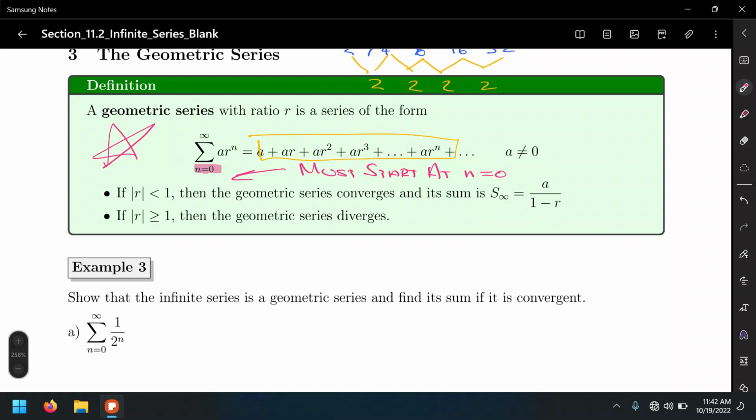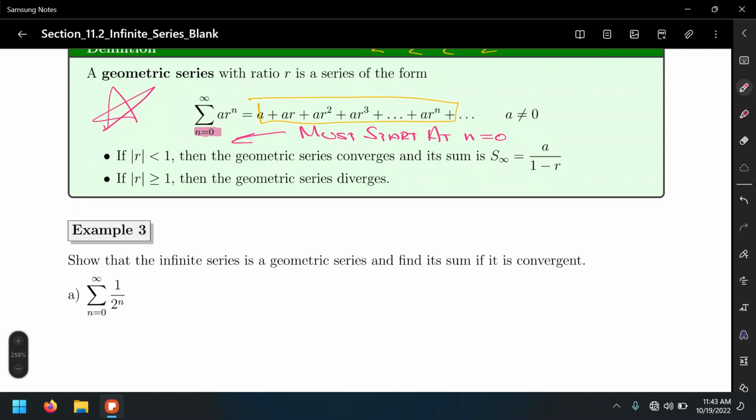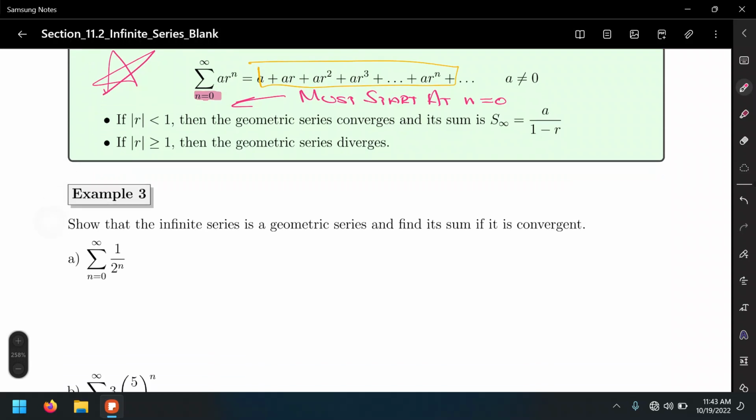And this is one of those cases in which it's possible to find the infinite sum. This one and the previous one, the telescoping one. For all the series that we're going to look at any further, we're just going to determine whether they converge or diverge.